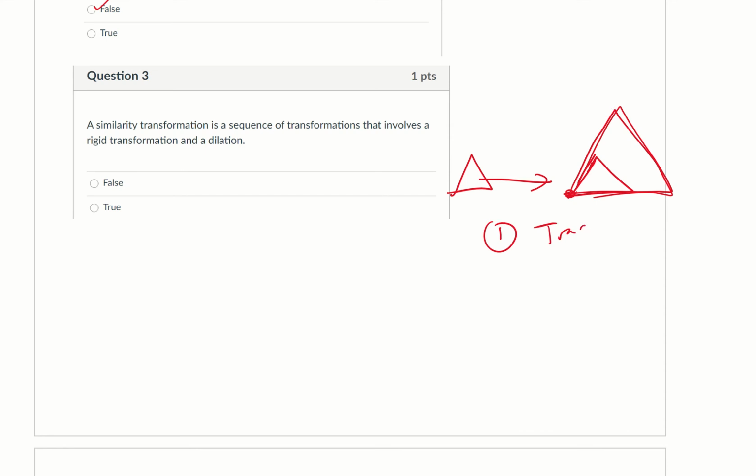You need a translation, and a translation is known as a rigid transformation or a congruence transformation. So you need to have a rigid component, and then you need to have a dilation component to stretch it or compress it. So this is true. In total, this is my similarity transformation to get from one figure to another. So this is going to be true.